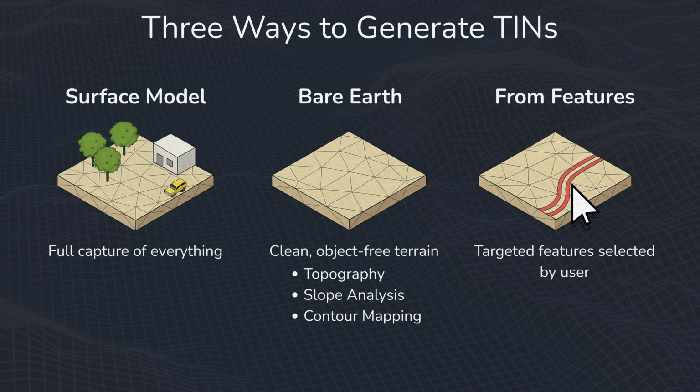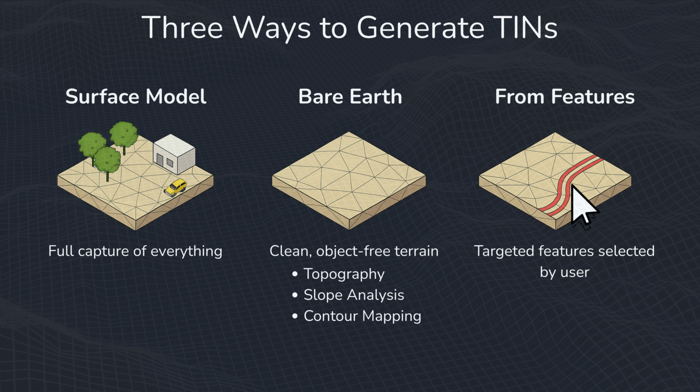So what's new? Currently there are 3 ways of generating TINs. The first way is by making a surface model, which creates a TIN based on the surface model itself with no bare earth estimation or filtering. This is best for faithful representation of all visible surface features, including trees, vehicles, and structures.